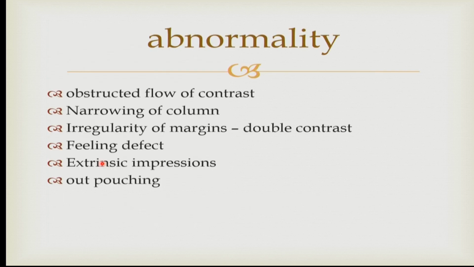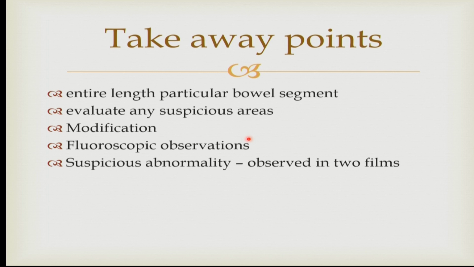So anything that is different from whatever normal pattern we have seen is an abnormality. So it would be obstruction to flow, narrowing of the lumen, irregularity of margins which is well depicted on double contrast, filling defect, intrinsic depression, or outpouching. So I hope I have given you a small insight into the barium procedures, which were like some era and some art. The takeaway points would be, one needs to visualize the entire segment of the bowel and then re-evaluate if there is any suspicious area.